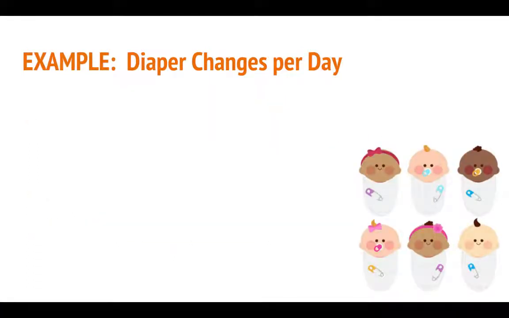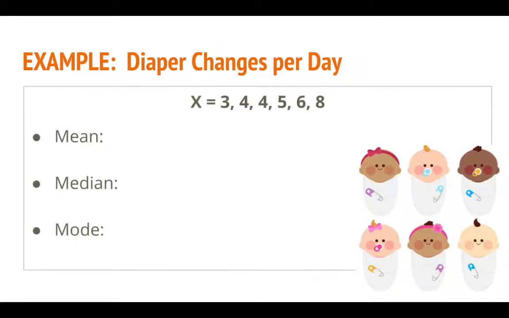Okay, here's an example. Diaper changes per day. So let's say that we've got 6 babies and we tracked how many diaper changes were done in the span of a day. So we've got these data values: 3, 4, 4, 5, 6, and 8. We want to find the mean, median, and mode. To find that mean, we're going to use mu, thinking of this group as a population. We just add up all of the data values and divide by 6, which is the total number we have, and we've got a mean number of changes per day of 5.